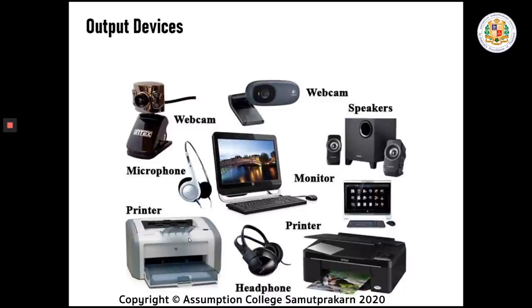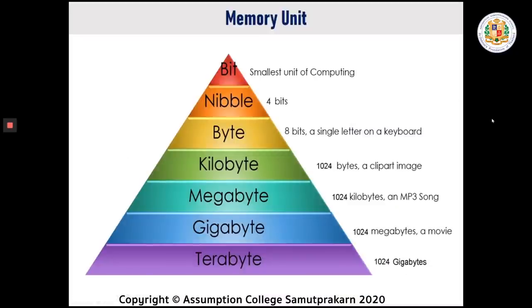Printer, when you print document in your computer, you use printer, that is the output. Okay, also in headphone, music. Okay, so those are example of output device, and there's a lot of output device. So that's it. Okay, let's go to memory unit. Okay, how this memory unit is divided into its unit. Okay, the memory in computer is divided by its unit from the smallest to the highest unit of data or storage in your memory.